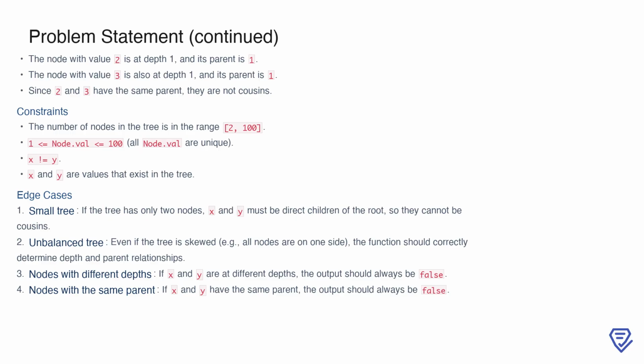Finally, let's consider some constraints and edge cases. The tree will have between 2 and 100 nodes, and all node values are unique integers between 1 and 100. It's also guaranteed that x and y will always exist in the tree and will not be the same value. Edge cases include small trees with only 2 nodes, where x and y would be siblings, unbalanced trees, and scenarios where x and y are either at different depths or share the same parent. These constraints ensure that the problem remains well-defined and solvable within the given limits.